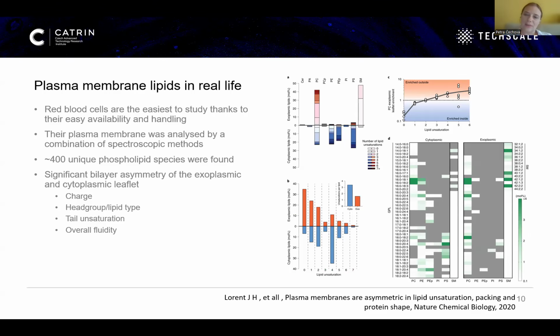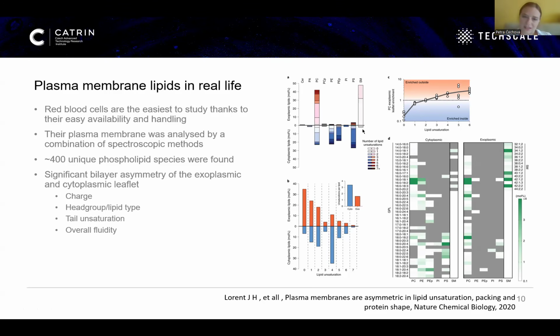And in the outer plasma membrane, there is a large asymmetry between the leaflets. So in the exoplasmic leaflet, the leaflet that points outside of the cell, there is a large amount of PC lipids with different unsaturation. There is lots of sphingomyelins, and the unsaturations are not that high. So the most is like 0 or 1. So the outer leaflet is uncharged, and there are all the components that make the membrane stiffer.